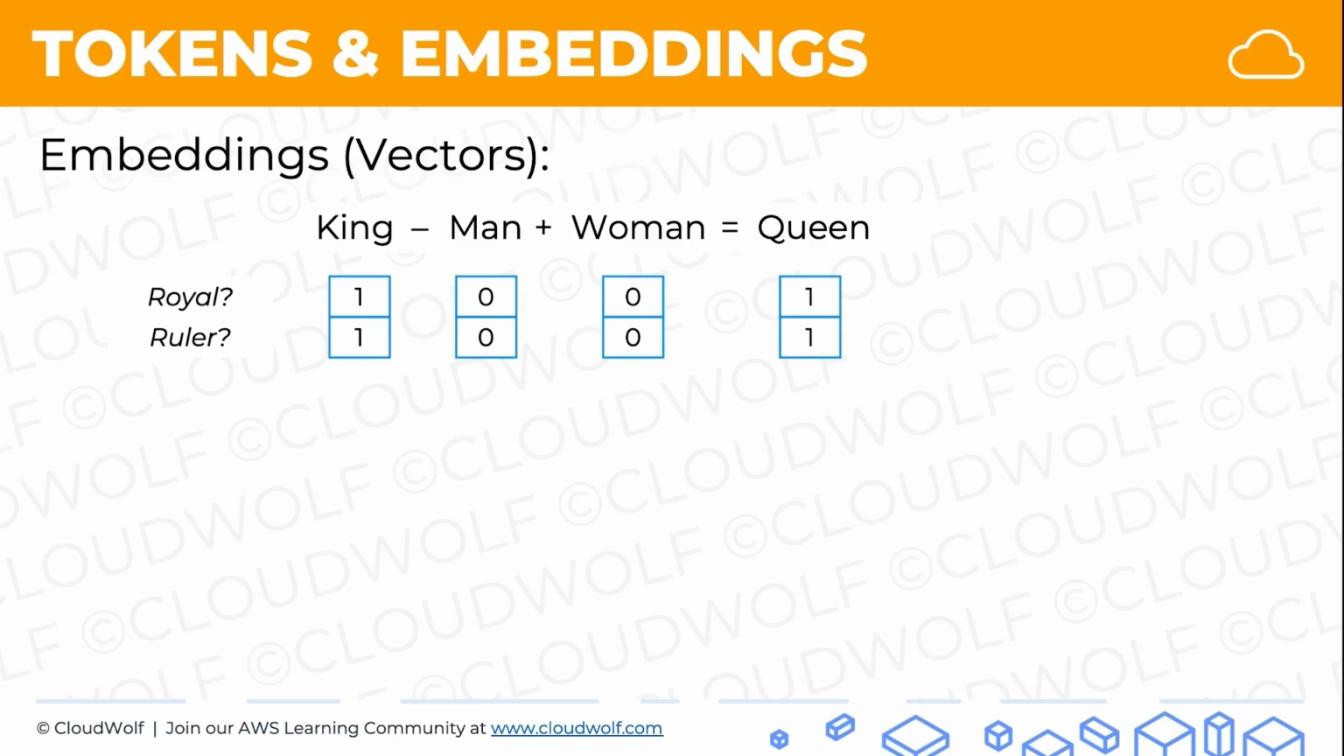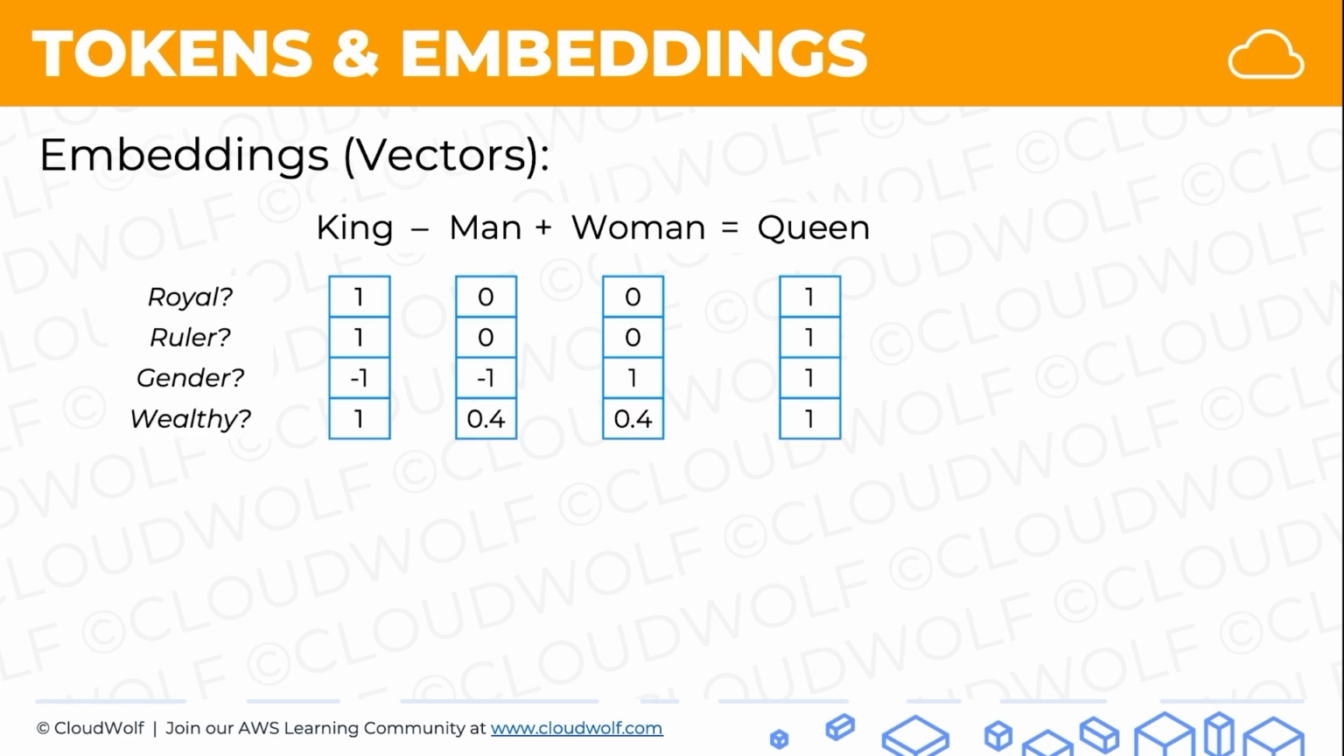Now, gender. If we measure gender from -1 being male to +1 being female, then king and man get a -1, woman and queen get a +1. Wealthy. King and queen are very wealthy. We'll give them the maximum score, a 1. Man and woman, let's give some average score, 0.4. That's how we can represent the wealth. Now, height. Men are on average a bit taller than women, so we're going to give king and man 0.6 and woman and queen 0.4.